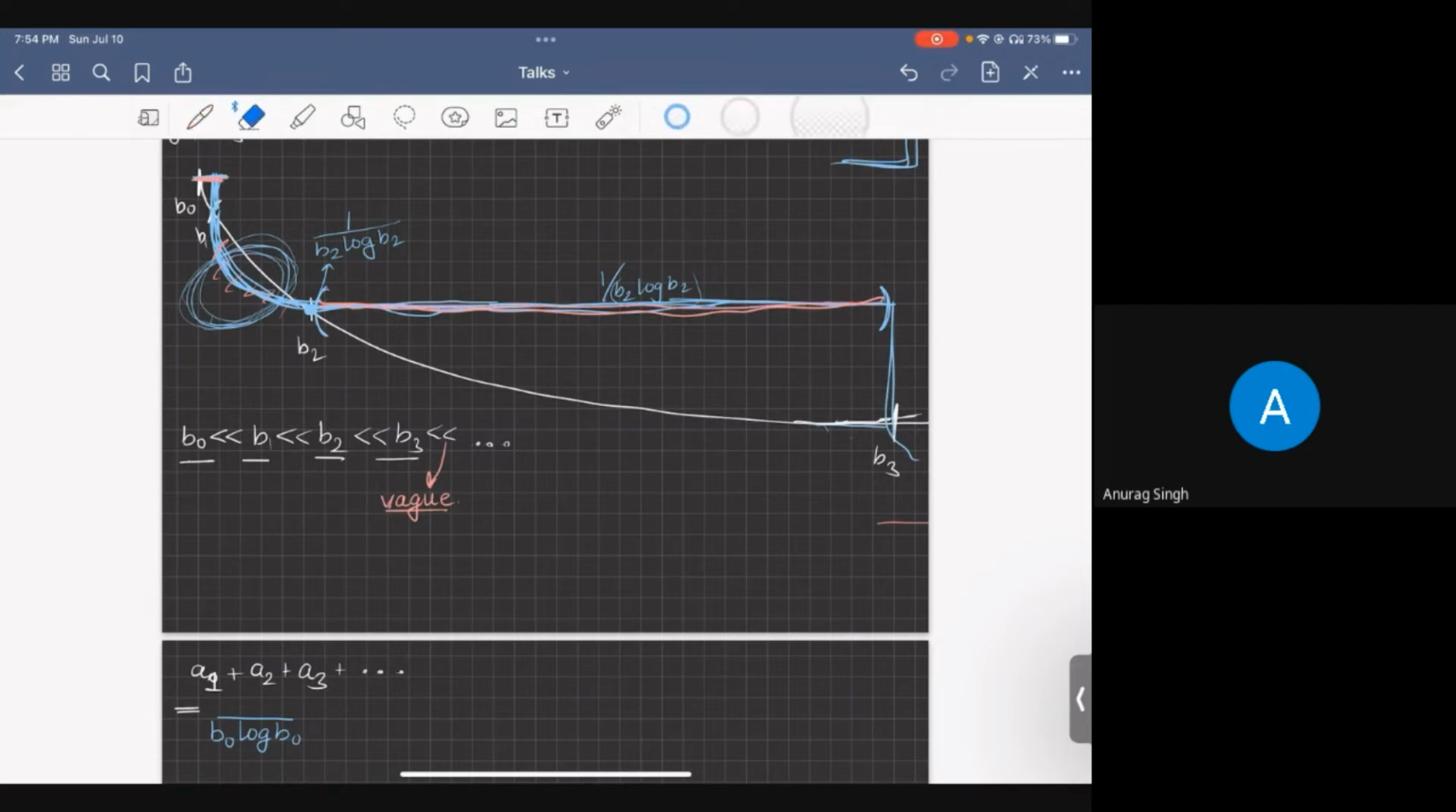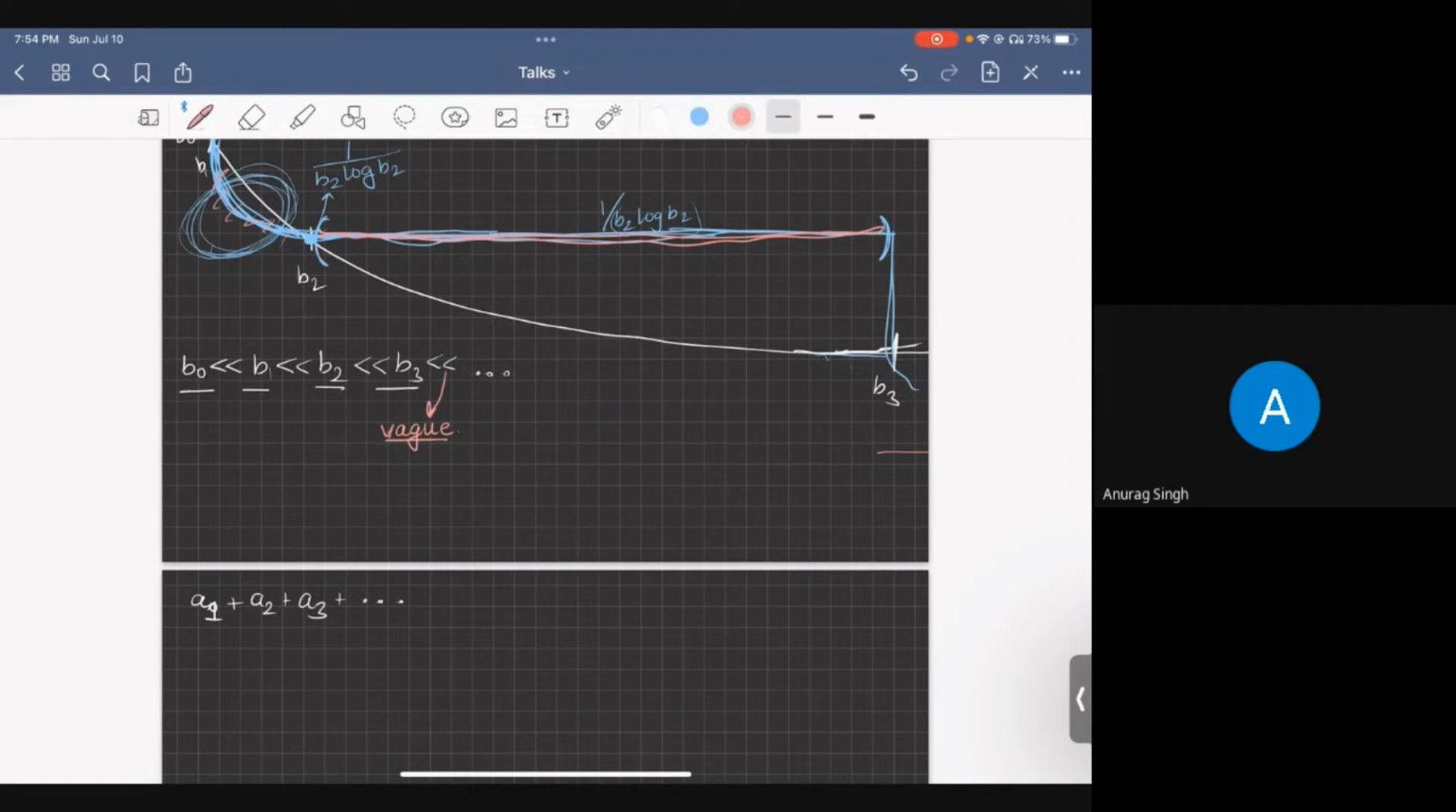So for this to diverge, it's implied by saying that (b1 minus b0) upon b0 log b0, plus (b3 minus b2) upon b2 log b2, plus so on, diverges.